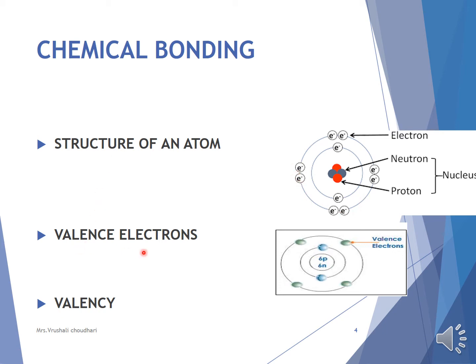Valence electron: the number of electrons present in the outermost orbit is called valence electrons. These electrons participate in a chemical reaction as well as determine physical and chemical properties. Therefore, these electrons are called valence electrons. Valency: valence electrons participating in a chemical reaction is called valency. We are going to learn this in the next slide.